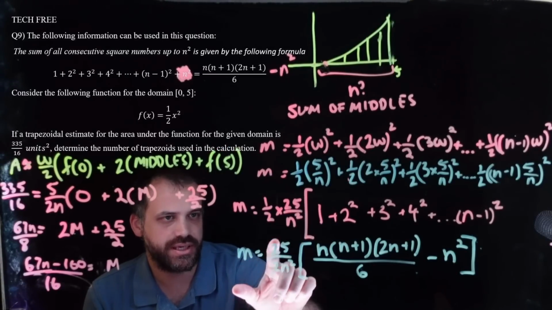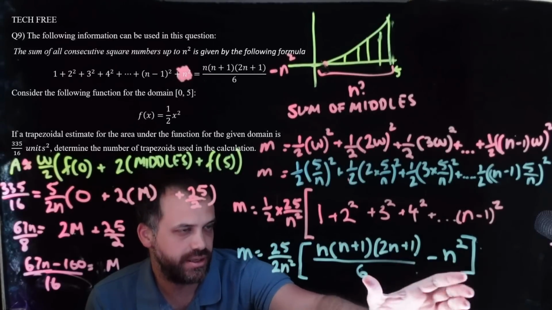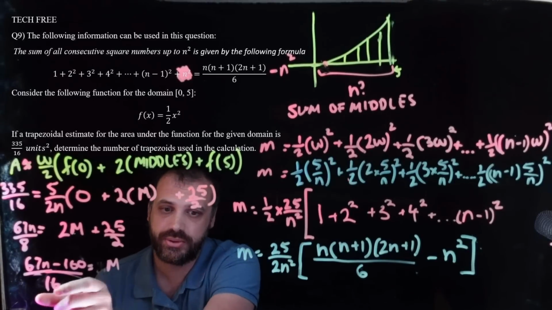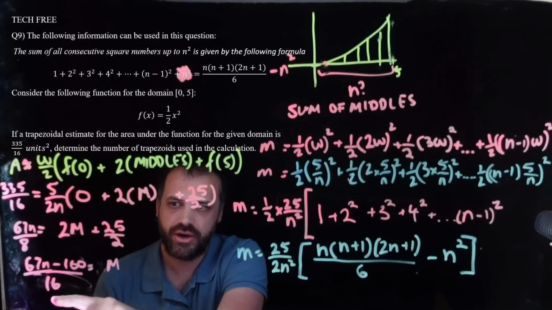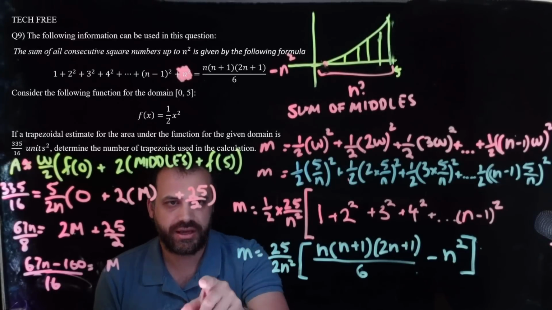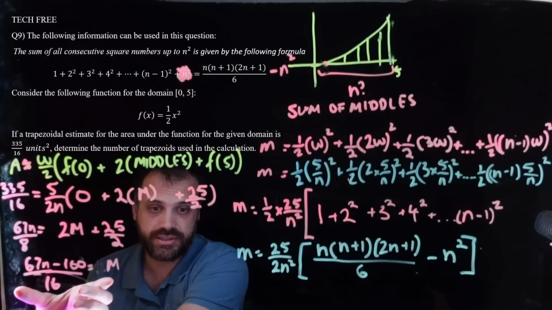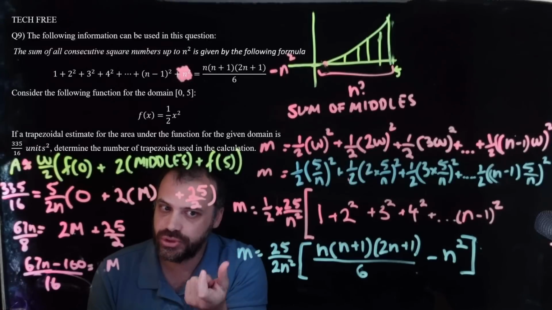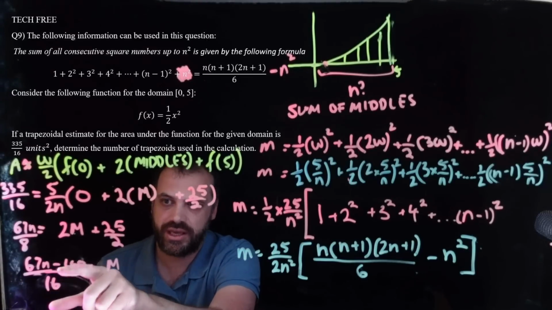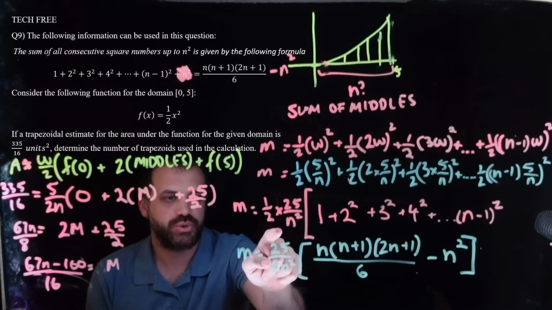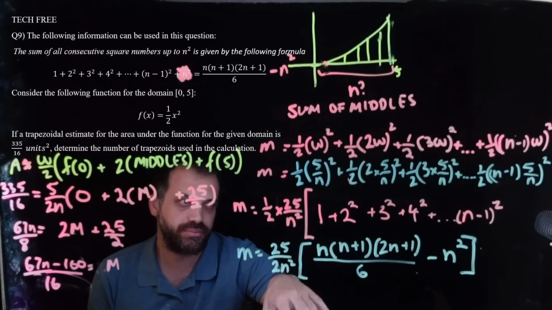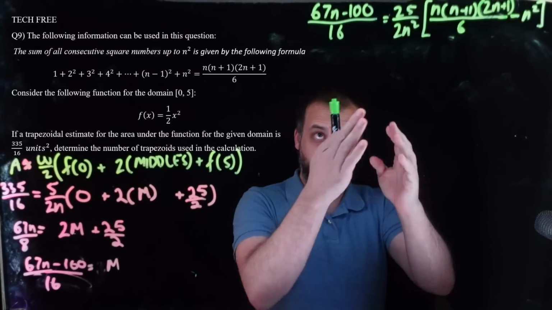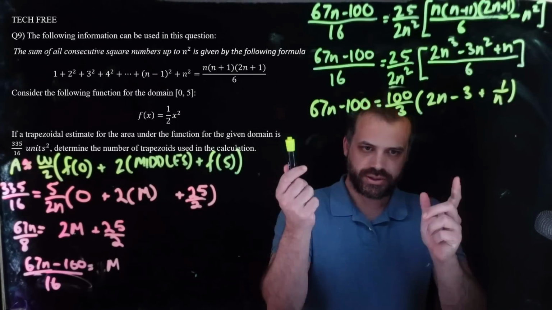We're saying m is equal to 25 on 2n squared and then times all that. But much earlier, we also said that m was equal to 67n minus 160 on 16. So that means that this is equal to that. That's amazing, because what we have now is a full equation in terms of n. 67n minus 100 on 16 equals 25 on 2n squared, bracket n plus 1, 2n plus 1 on 6 minus n squared. Now, I've gotten rid of all of that because obviously this is going to take a little bit of work. So here's a couple of lines of working.